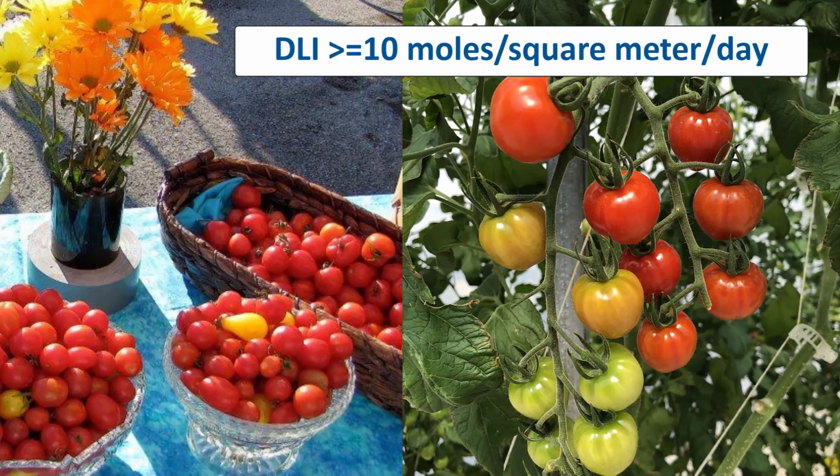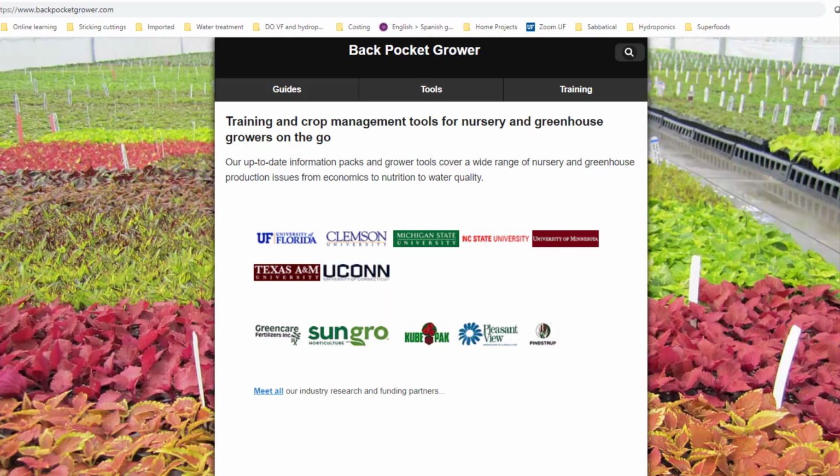I know that 10 moles per square meter per day of daily light integral, or DLI, is the absolute minimum I need to produce fruit on tomatoes, and I'd like to have even more light for good yield and quality. So what daily light integral will I achieve?